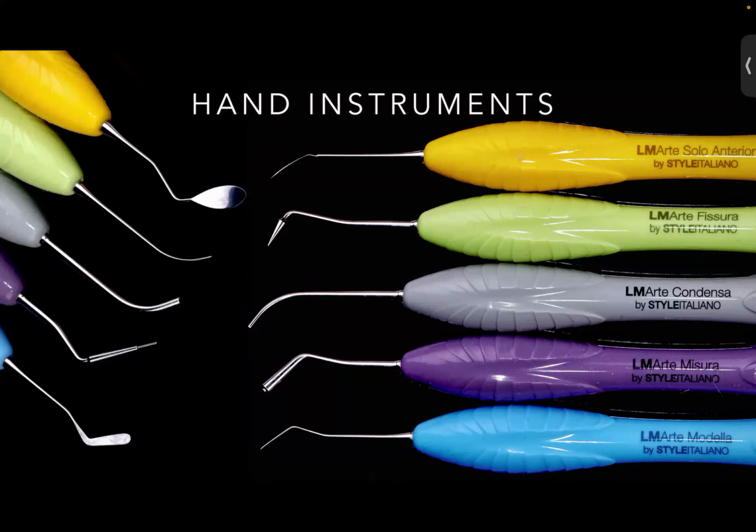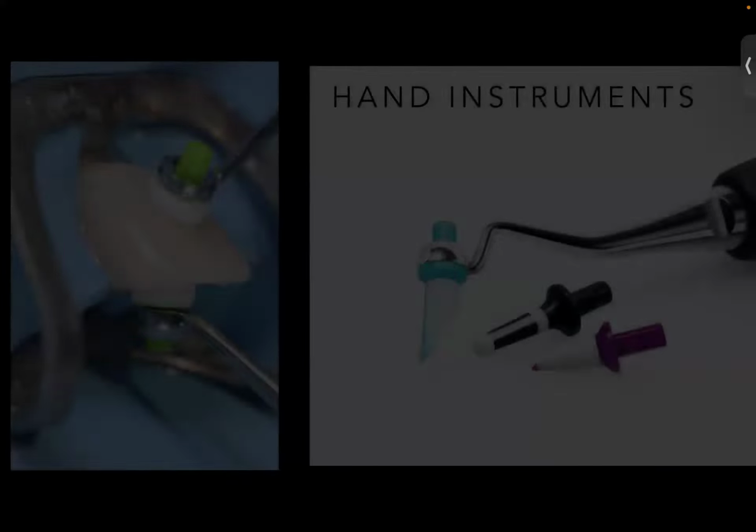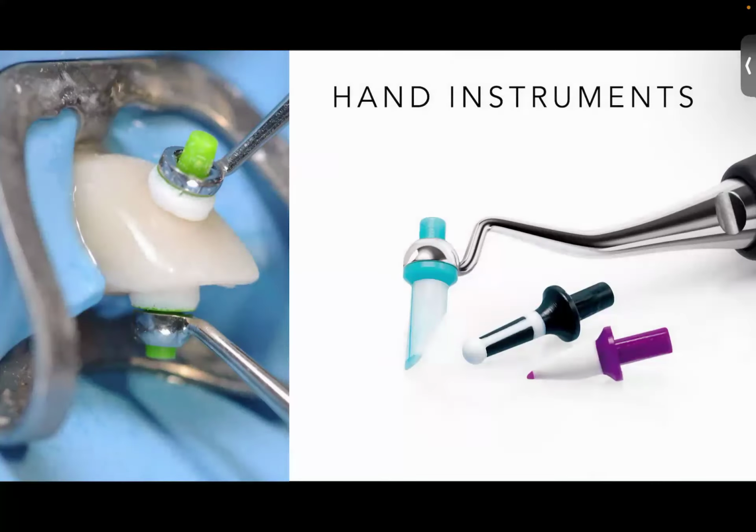Then LM Art Meshura, which is an interesting instrument because with the help of this, you're going to get precisely a 1.5 mm thick layer, which is going to help you in composite layering. I'm going to talk about this again in detail. Second is this beautiful instrument from Ivoclar, which is called Optra Sculpt. Optra Sculpt pad, which is on the left, and Optra Sculpt starter kit, which is on the right. And it comes with these interchangeable tips.